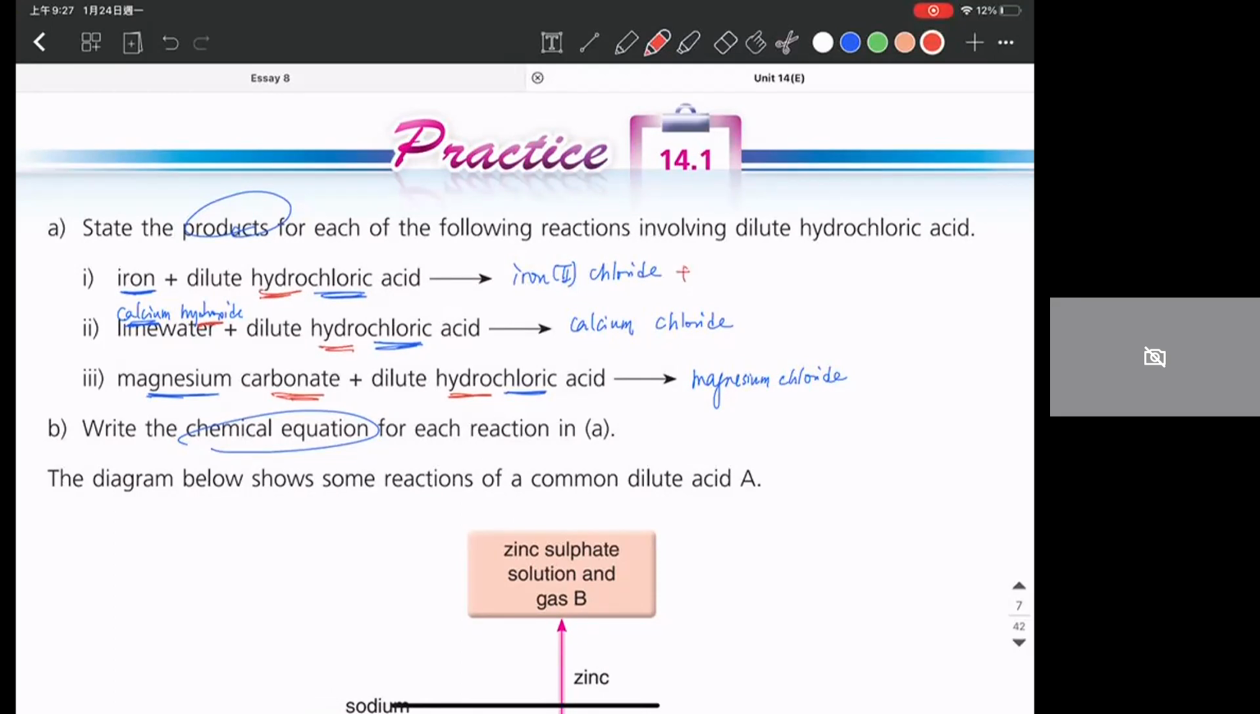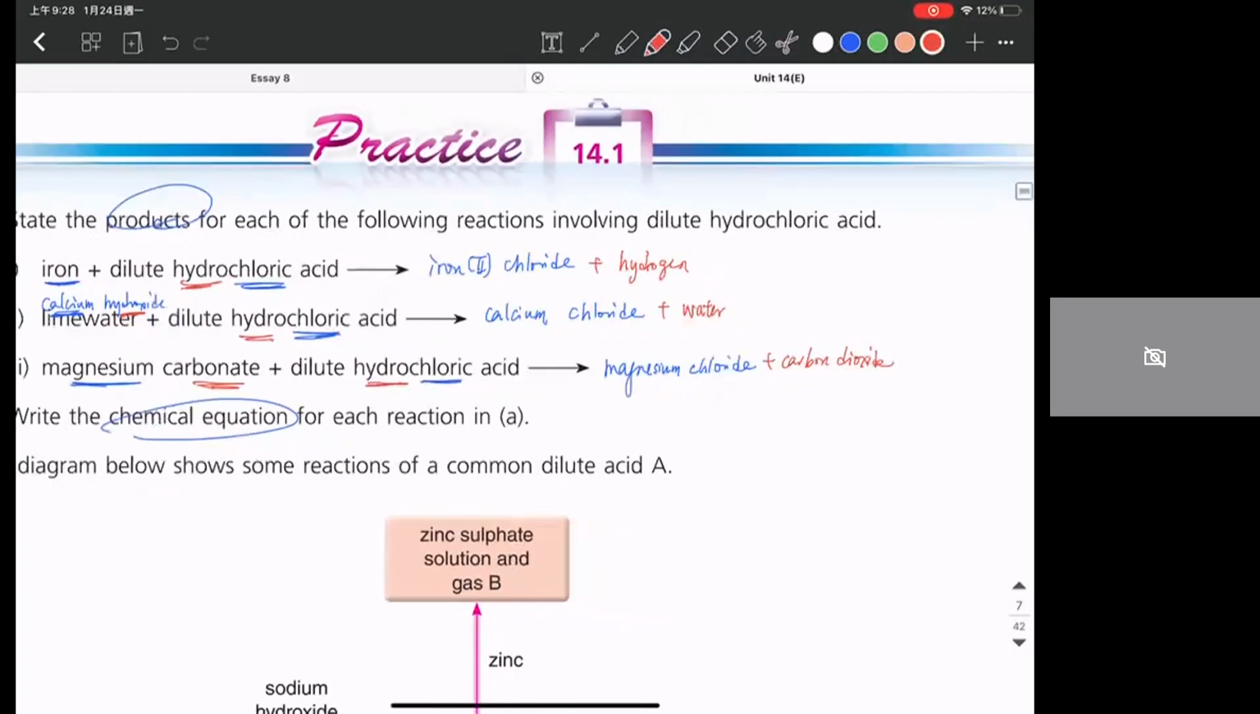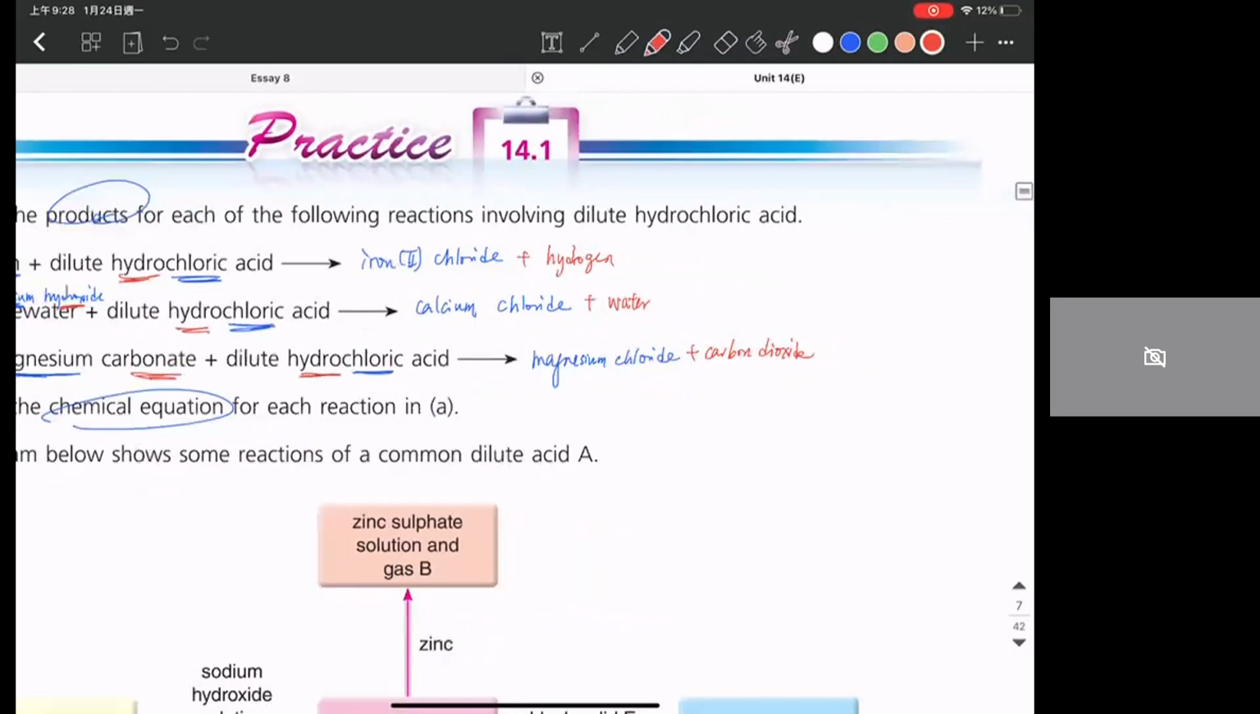It's just hydro, right? Of course, we talk about it as hydrogen. The second one, hydroxide and hydro. So what will we form? It's water. How about carbonate and hydro? Do you see the pattern? Do you find the pattern?